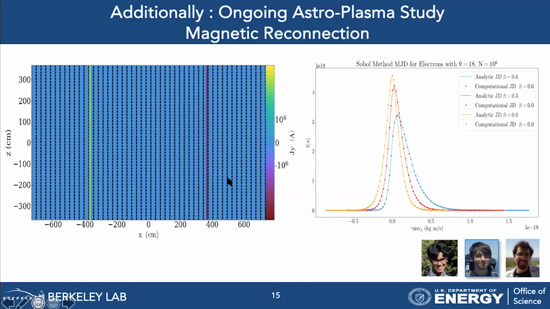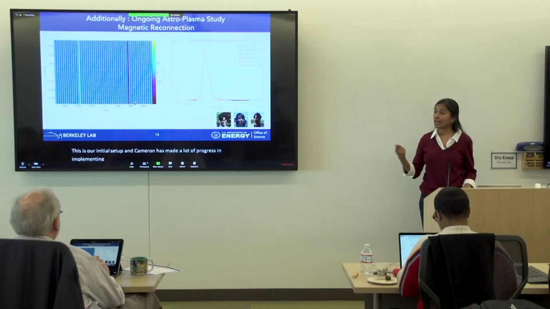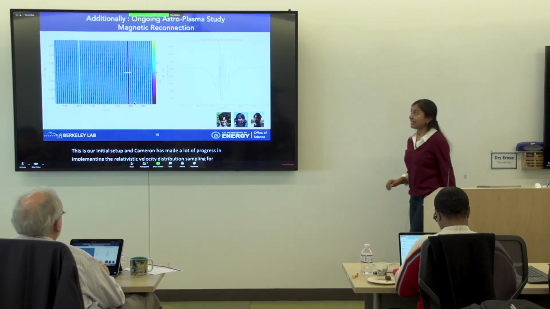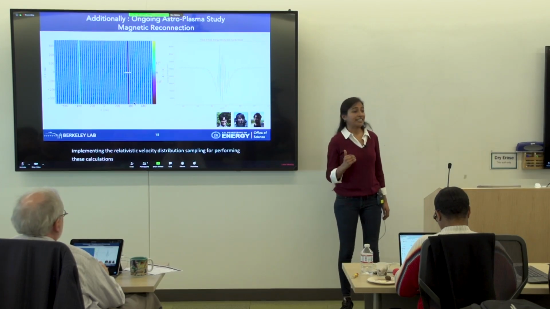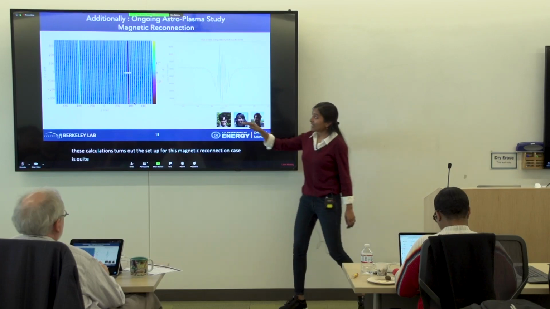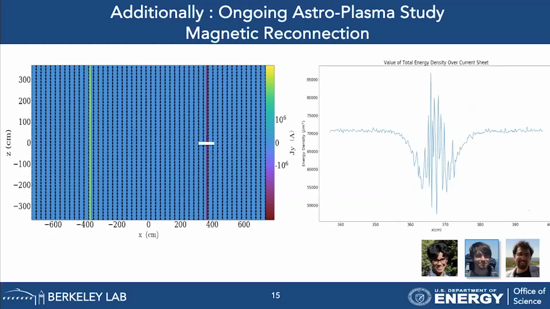This is our initial setup, and Cameron has made a lot of progress in implementing the relativistic velocity distribution sampling for performing these calculations. Turns out the setup for this magnetic reconnection case is quite challenging, because once we have this, we need to ensure that there's pressure balance across the current sheet. And so what Cameron has done is to ensure this.